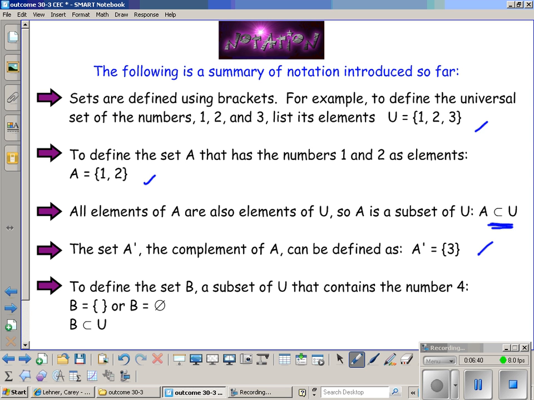To define the set B, a subset of U that contains the number 4. Now if we look at U, there was no 4 in there. So what we're saying is B is actually the empty set. We can denote it either using brackets with nothing in them, or that symbol, and we can say that B is a subset of U. It's an empty set, so it is a subset of U.